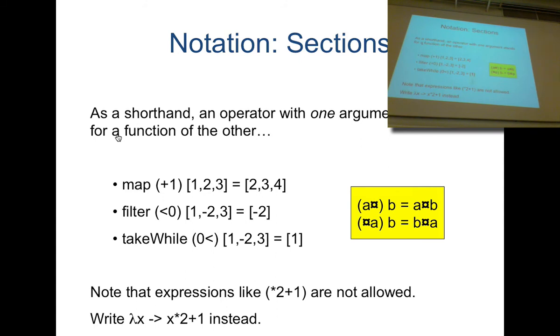Now, it would be tempting to write something like this, to build a function which multiplies its argument by 2 and then adds 1. And unfortunately, we can't do that with sections. So this way of building functions, so-called sections, is not that general. So for something like this, we would need a lambda expression.